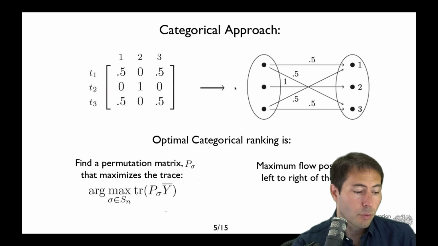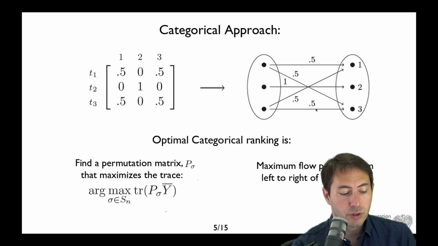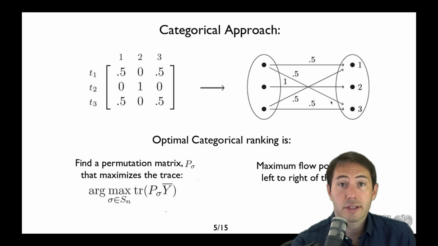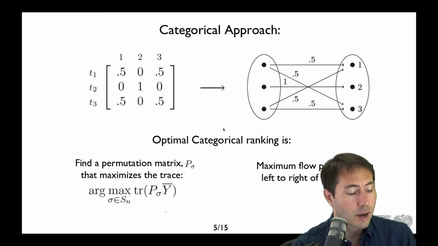Now, in this case, there are multiple different rankings that are optimal. T1 could receive either of these ratings, and so we don't necessarily know what the optimal is. From this perspective, there's more than one answer.